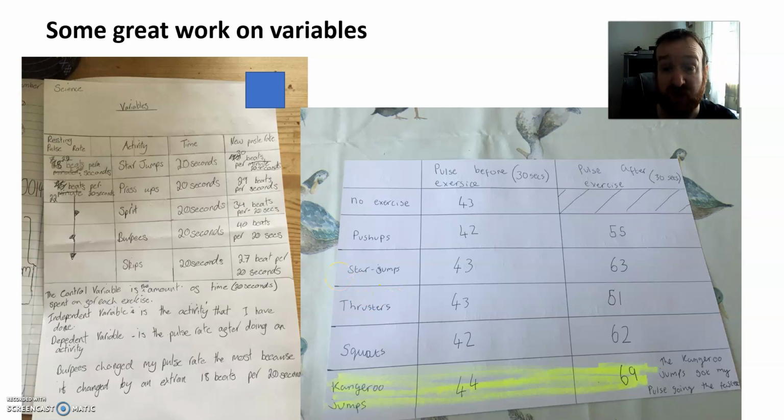On the whole, really, really good standard of work, so keep that going. I've no idea what a kangaroo jump is, which is partly why I've included this, but some really good work on the whole, so well done Year 8.